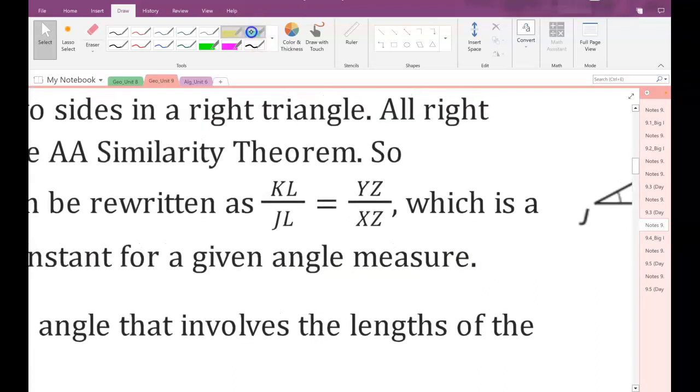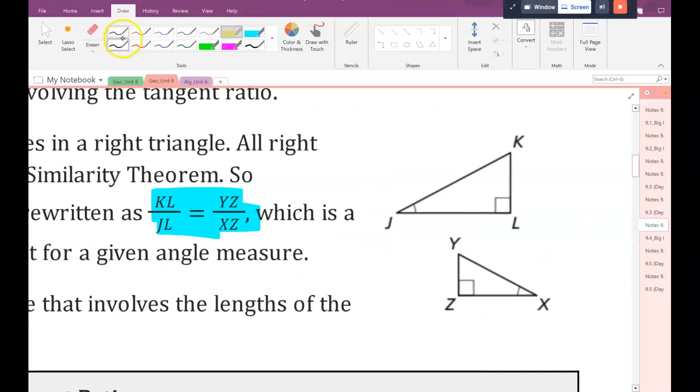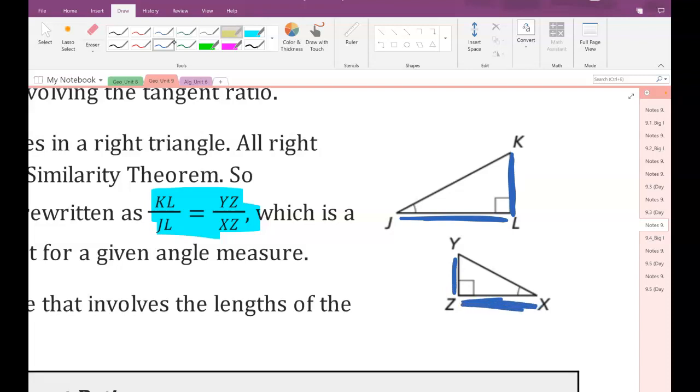Now we're setting up a ratio within the same triangle. Because KL over JL, if KL is here and JL is here, now we're talking about a ratio in the same triangle. We could do the same thing with YZ and ZX. So that's why we can take similarity statements and go to trig ratios. And trig ratios are always talking about ratios between 2 sides of a triangle.